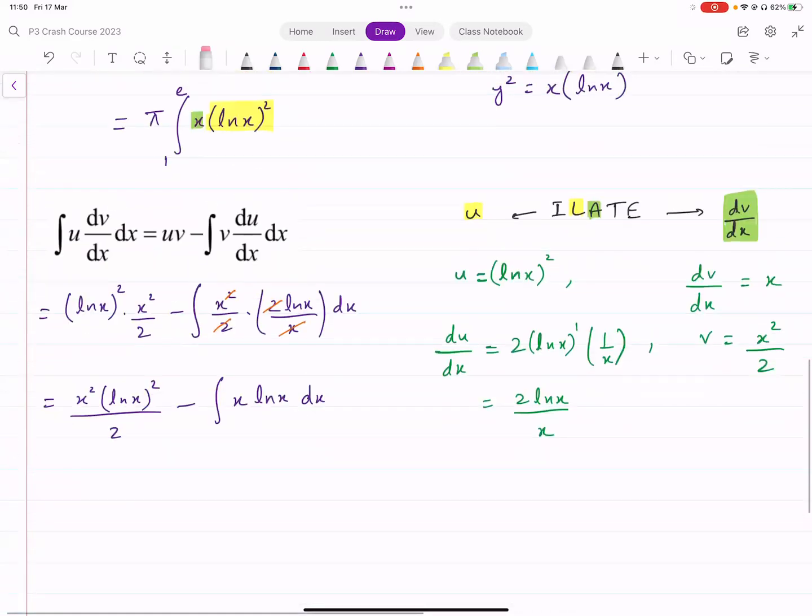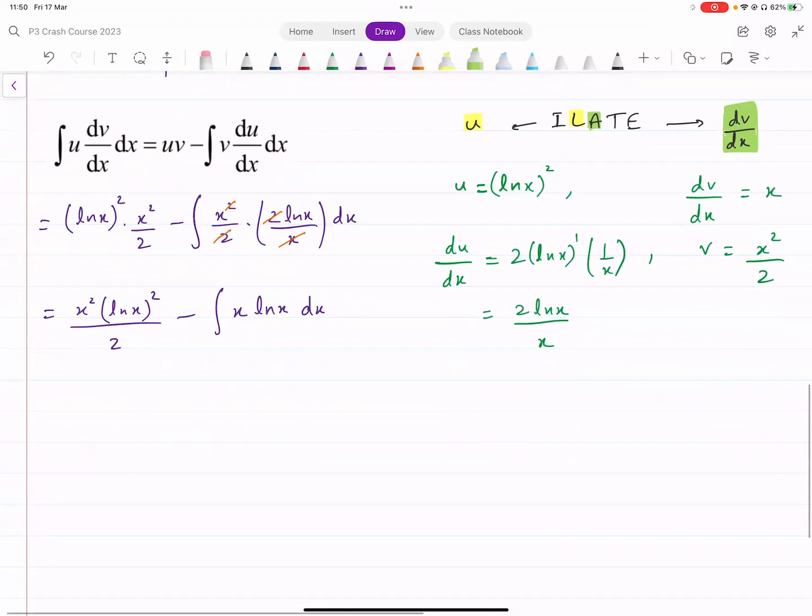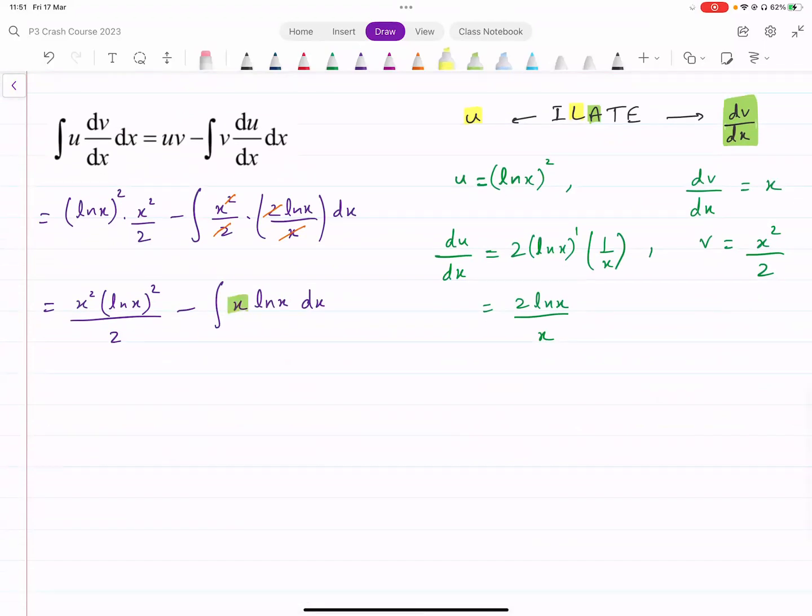Okay. So it's again a product. So we will need to use integration by parts. Again, one function is algebraic, x is algebraic, and the other is logarithmic. So ln is going to be taken as u. You can write that here. U is going to be ln x here, and dv over dx here is going to be x.